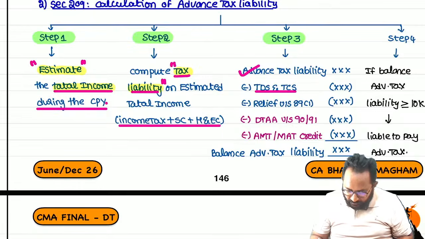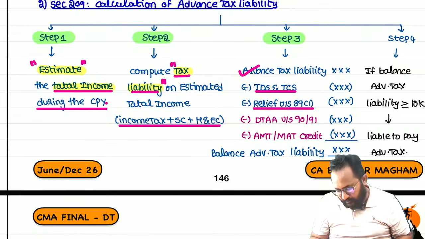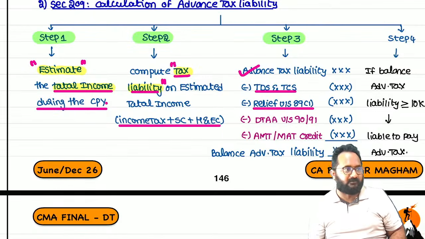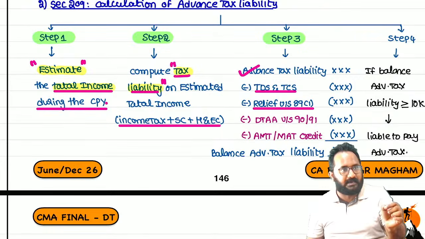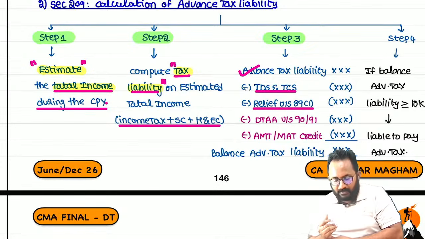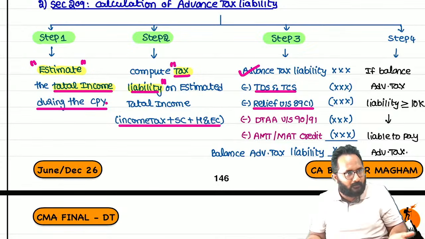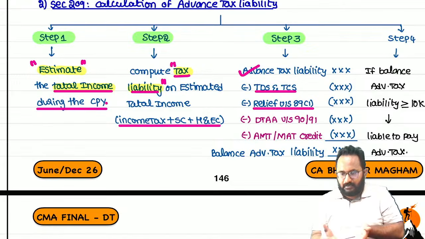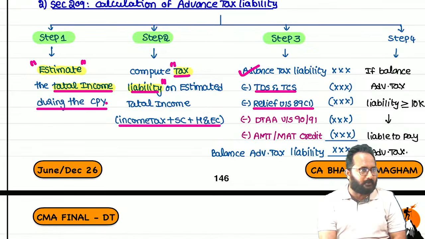Next one, if any relief is given under section 89(1), relief because of arrears of salary, the department can give this relief. If any relief is given, do I need to pay this tax again? No. Relief means tax liability will reduce. Please reduce the advance tax liability.